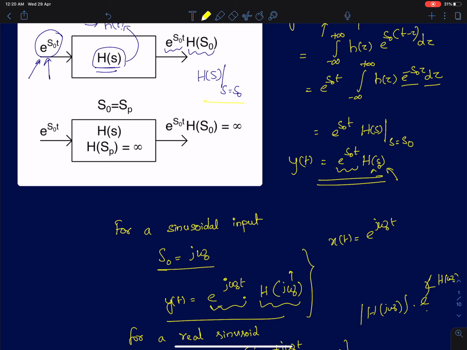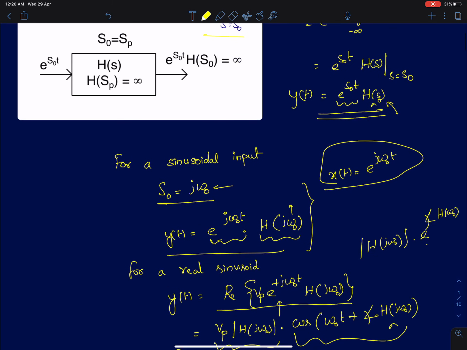Now if I substitute s₀ equal to jω₀, that will be a sinusoidal input of the form x(t) equals e^(jω₀t), which is actually a complex sinusoid. Then H(s₀) becomes H(jω₀), which is nothing but your transfer function H(s) evaluated on the jω axis. So this output is a complex output, because your input, e^(jω₀t), is a complex input.